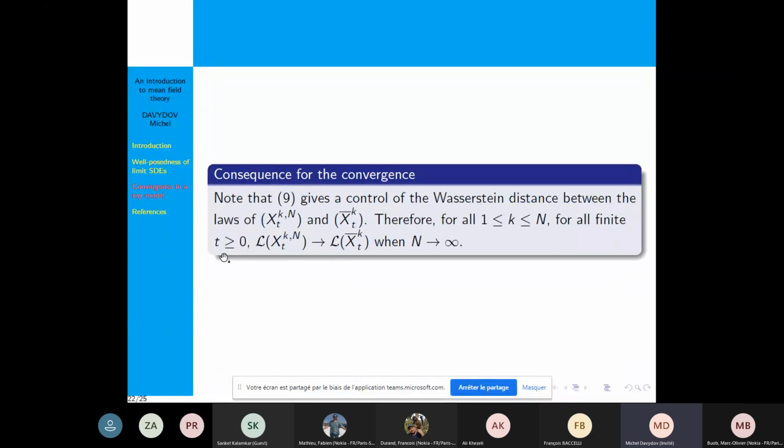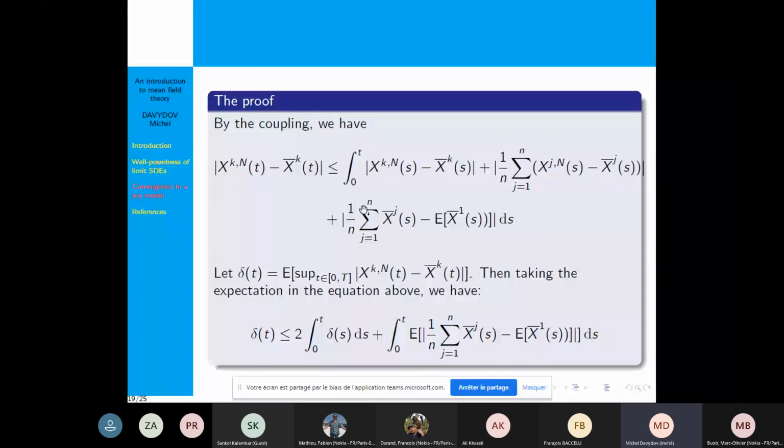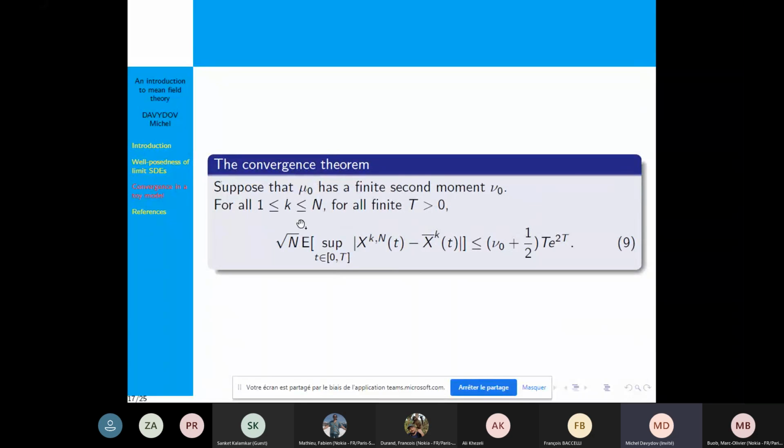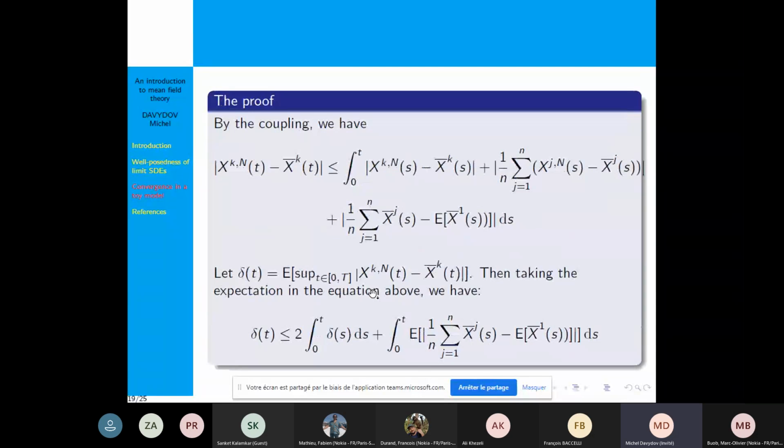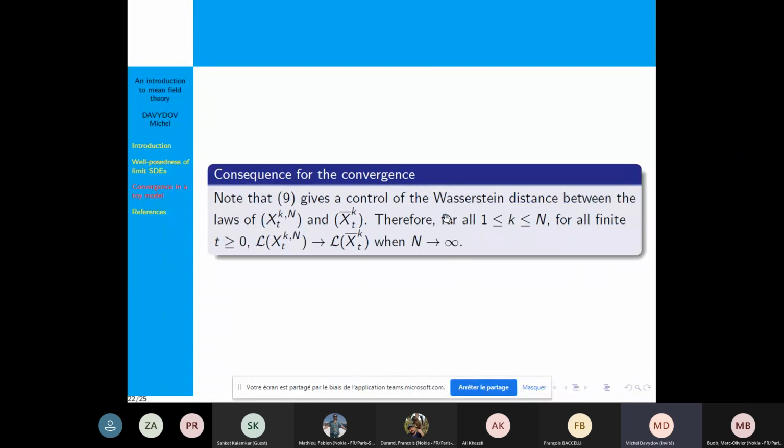So you can say a few more things. You can say that the bound gives you a control of the Wasserstein distance. So 9 is this. I won't go into detail here, but you can show that this gives you a control on the bound of the Wasserstein distance, which, if you recall, is a distance on the space of measures on the space of continuous trajectories.